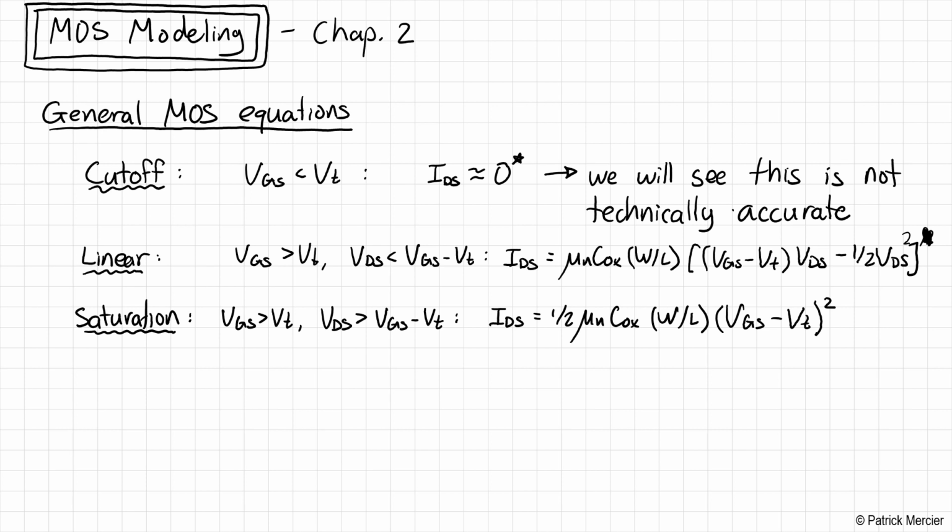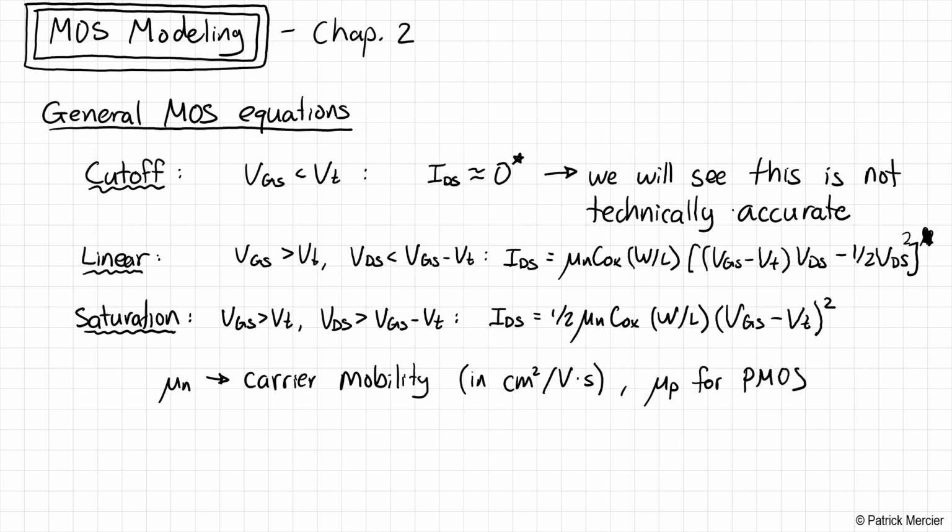For those of you who haven't used these exact formulas and instead use the Kp and so on formulas, mu n is the carrier mobility, and this is specifically for an NMOS transistor. If it were a PMOS, it would be mu p. This is typically stated in units of centimeters squared per volt second. A little bit of an odd unit there, but it's the convention.